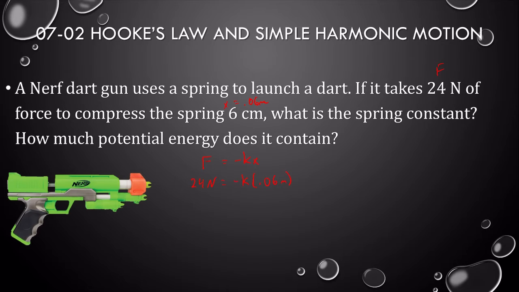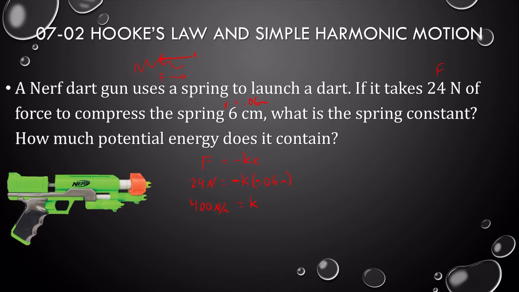Now, that displacement's negative because when you squish a spring, you're pushing it that way, but the force is always in the opposite direction. That's why there's a negative there, and why I've made the displacement negative. Divide those, and you end up with 400 newtons per meter for k.